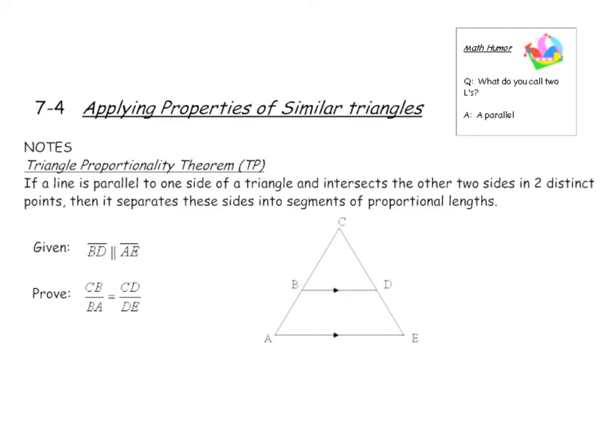What it really is saying is that if BD is parallel to AE, which is a side of the triangle, then BD is going to split the side AC and the side CE into proportional measurements, meaning that the segment CB compared to BA would be exactly the same ratio as CD compared to DE. It's almost like we're working down the sides here.